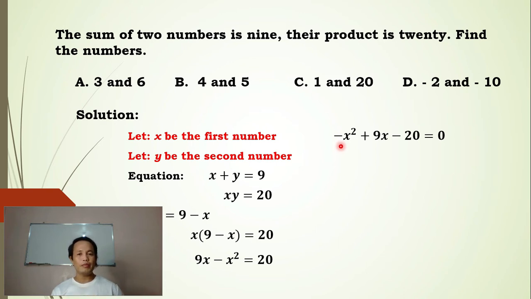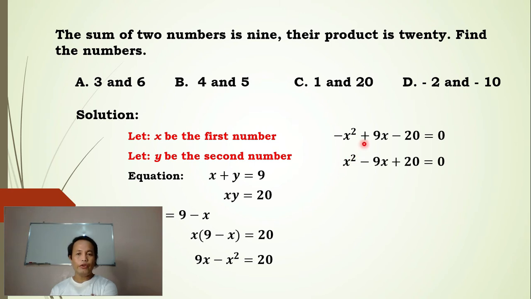So this becomes negative x squared, followed by the next term, which is positive 9x, and minus 20 equals 0. Now to make it standard form, we need to divide both sides of the equation by negative 1 so that this will become positive. So if we divide this one by negative 1, this becomes positive x squared.